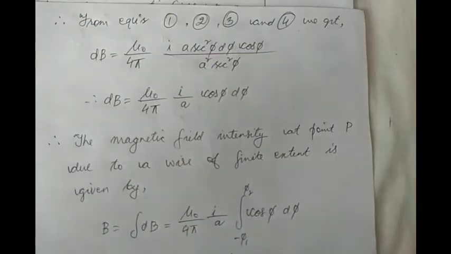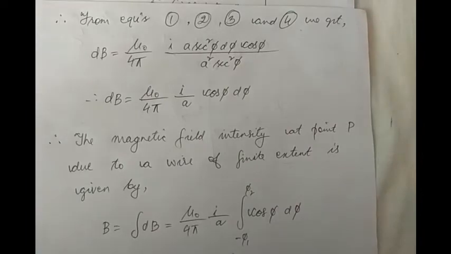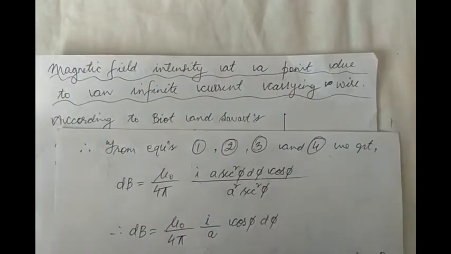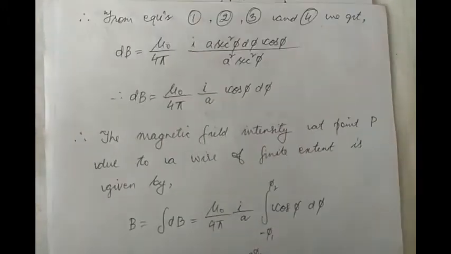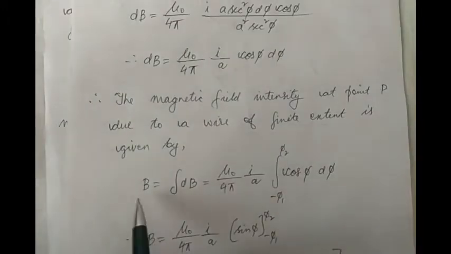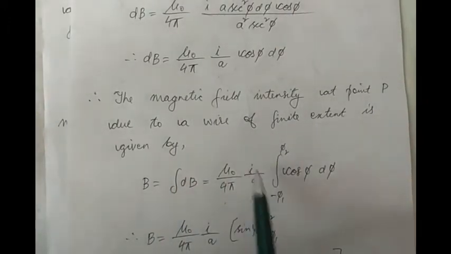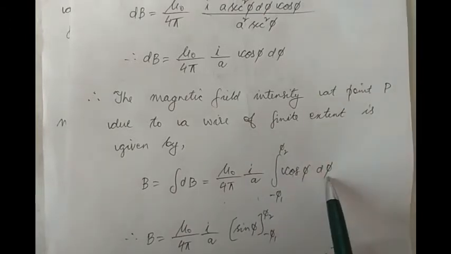So therefore, the magnetic field intensity at point P due to a wire of finite extent. Don't forget the heading for this was magnetic field intensity at a point due to an infinite current carrying wire. Now in order to land at an infinite current carrying wire, let us first discuss what happens if this wire was of finite extent. If this wire was of finite extent, then the magnetic field intensity at point P would be B, which of course is the integration of these small dBs, so which is mu naught by 4 pi I by A, integration of cos phi d phi.